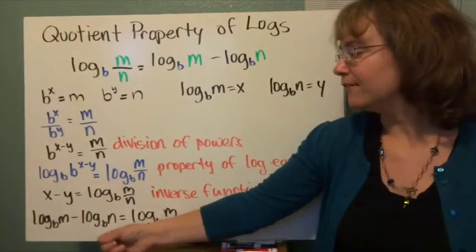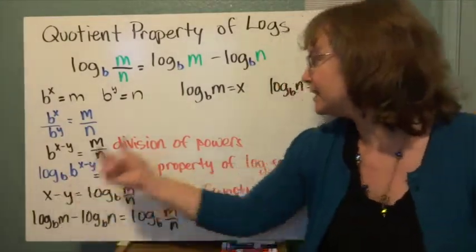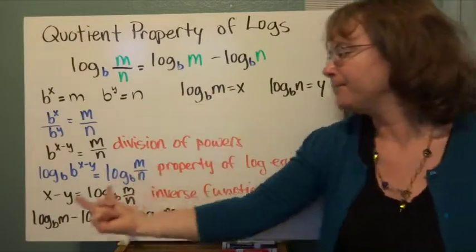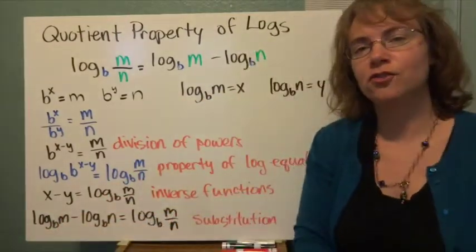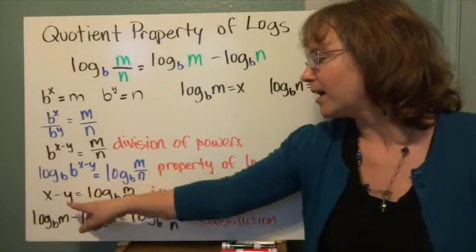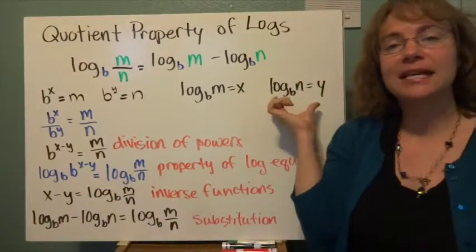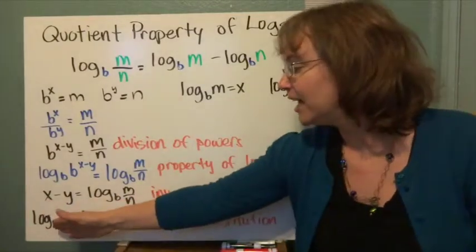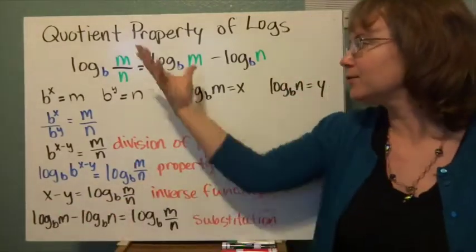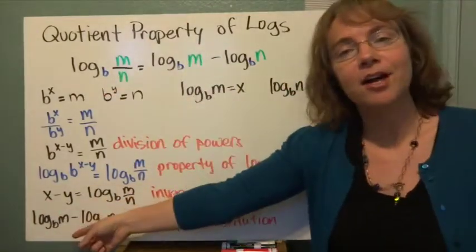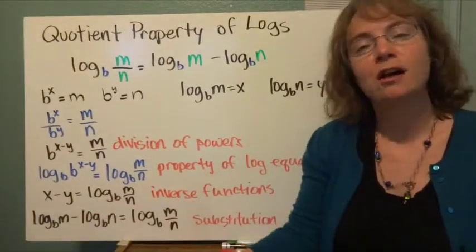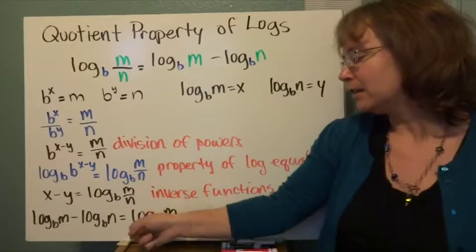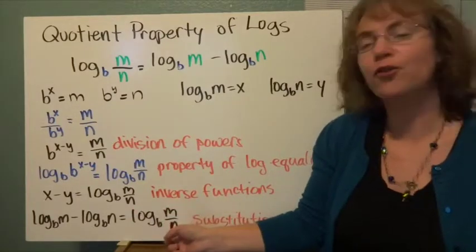And then, if I am looking at what x is over here, x is equal to log base b of m, I can substitute that in. Minus y. Well, y is just log base b of n, and I can substitute that in. So then I have my property written, and it's written the other way, where I have log base b of m minus log base b of n is equal to just one log base b of m over n.